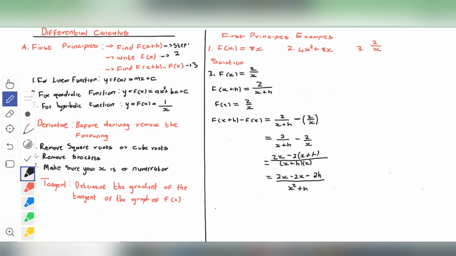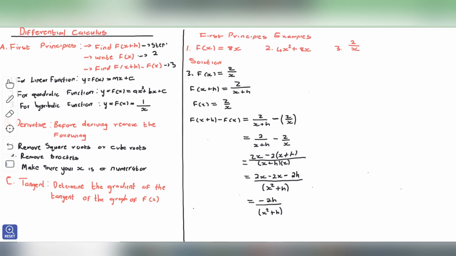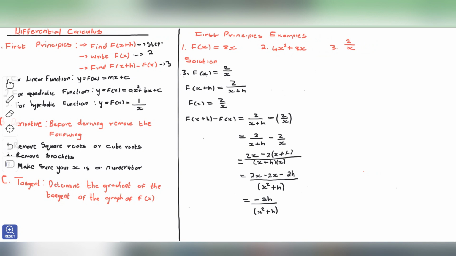But after writing this, guys, please put the brackets. You'll see why we need to put the brackets. So now we are done, right? And we can see that this 2x minus 2x is going to cancel out. Therefore, we'll be left with negative 2h all over x squared plus h, right? And then we are done. We cannot simplify further. Let me try to make a space here, guys, so that we can continue.